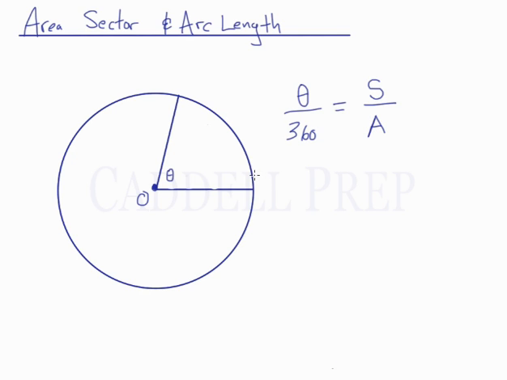Well, a similar formula exists if looking for the arc length. So the actual length of this arc here. So just like the area sector is related to the total area, this arc length would be a fraction of the total circumference. So the formula would be theta over 360 equals L, the arc length, over the total circumference. So just like before, we'll do a sample problem. We'll say that theta is 40 degrees, and again we'll make the radius 6 inches.